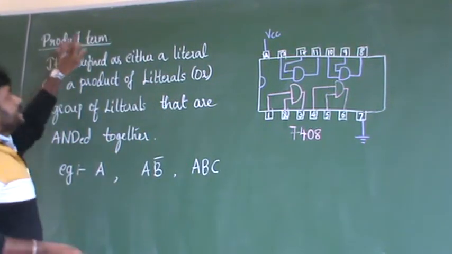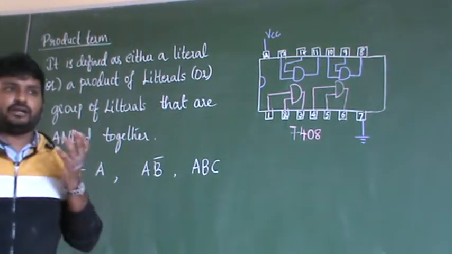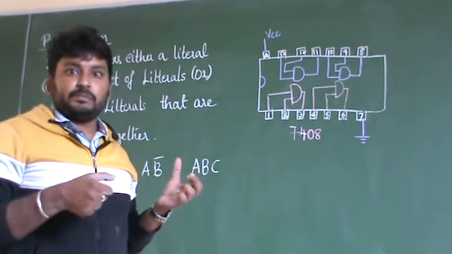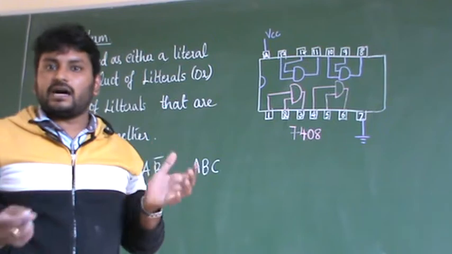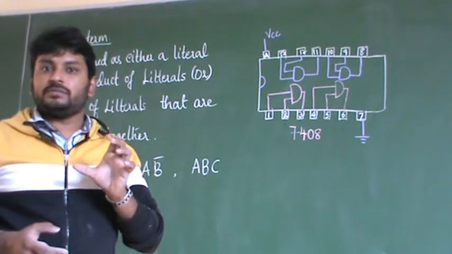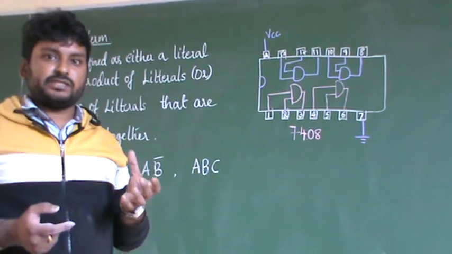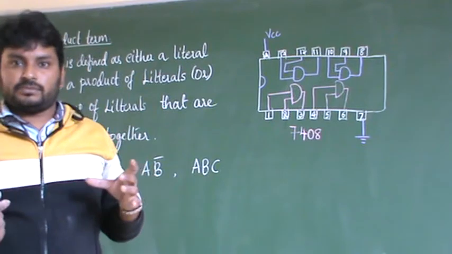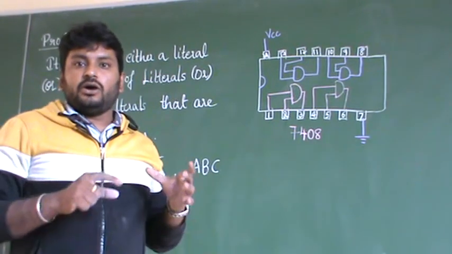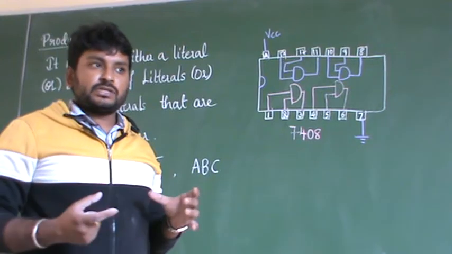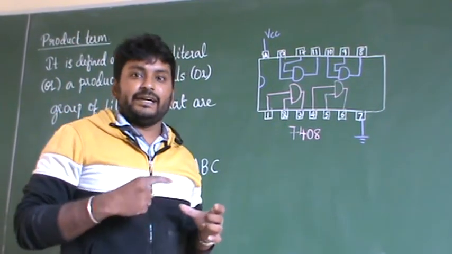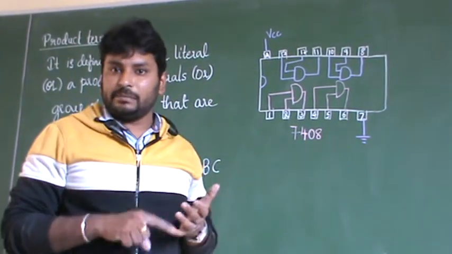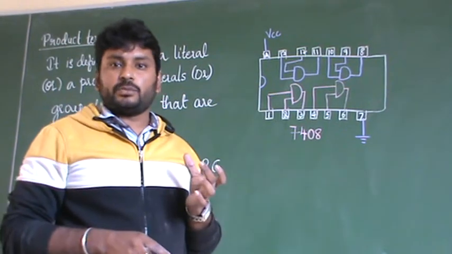Now what is a product term? If you want to write an expression, I cannot say that all my literals will be added. Some of my literals will be multiplied as well. So if some of my literals are multiplied, then that particular term is called a product term. I repeat once again. Whenever I am writing the expression, all my literals cannot be added. Some of the terms will be multiplied as well. So if some of my literals are multiplied, then you will get a term called a product term.